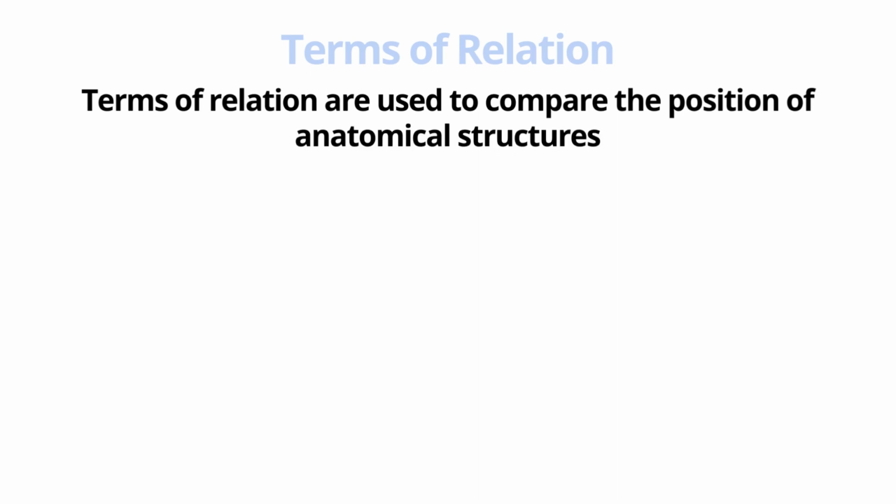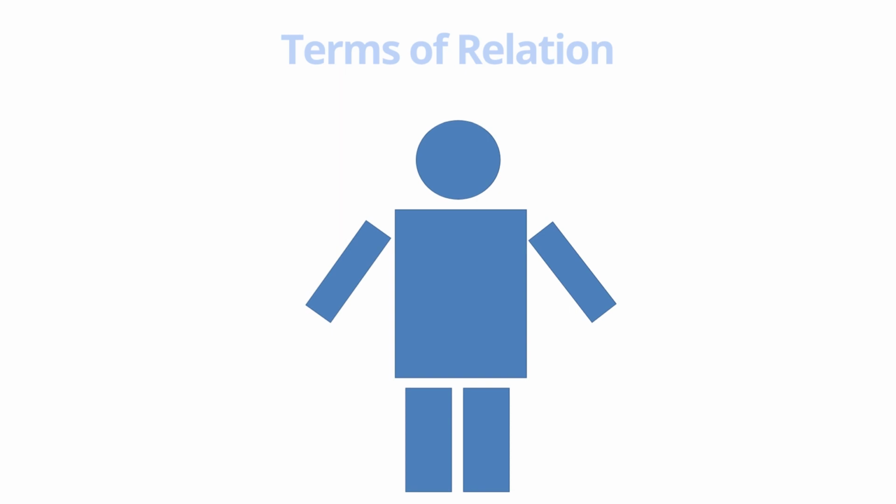So again, if we take the anatomical position and say we need to describe a structure as being above or below another, we can use the terms superior and inferior. Let's put that into context. We can say that the eyes are superior to the lips, and conversely, the lips being below the eyes are said to be inferior to the eyes.